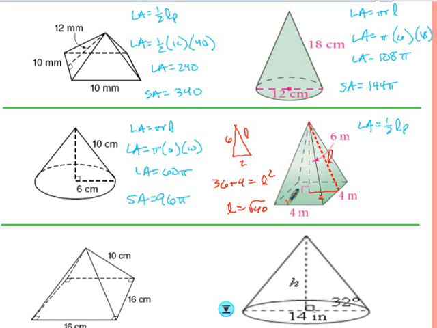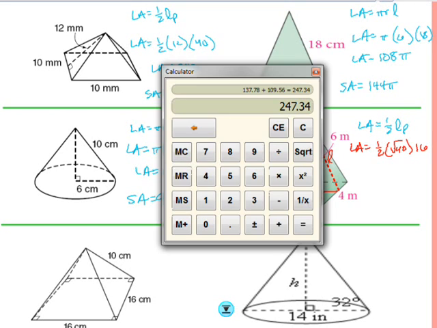And once I have that, I'm going to use that number in my lateral area formula. So lateral area is 1/2 times the square root of 40 times the perimeter of the base, which is 16. So here I'm going to go into my calculator, and I'm going to get the square root of 40.